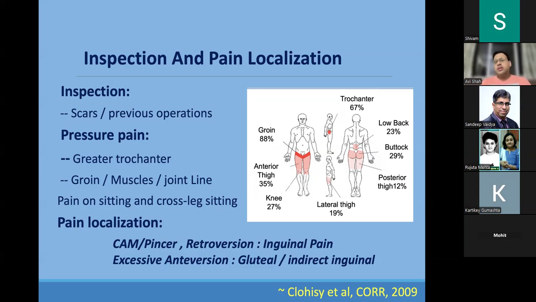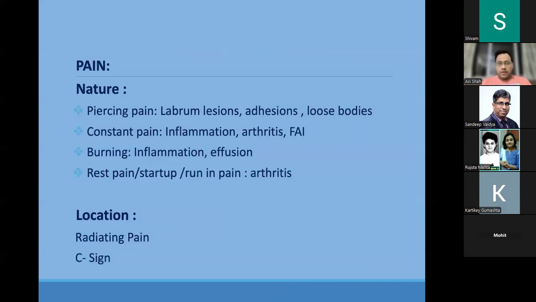So usually your FAI and retroversion type situations do give you an inguinal pain, and the patients usually complain of pain in the inguinal region, and they will usually put their hand on the inguinal area, and that's called the C sign. If the pain is more in the gluteal region or in the other region, it can be even because of excessive anteversion. So these are not a panacea, but you can start thinking if you look at that.